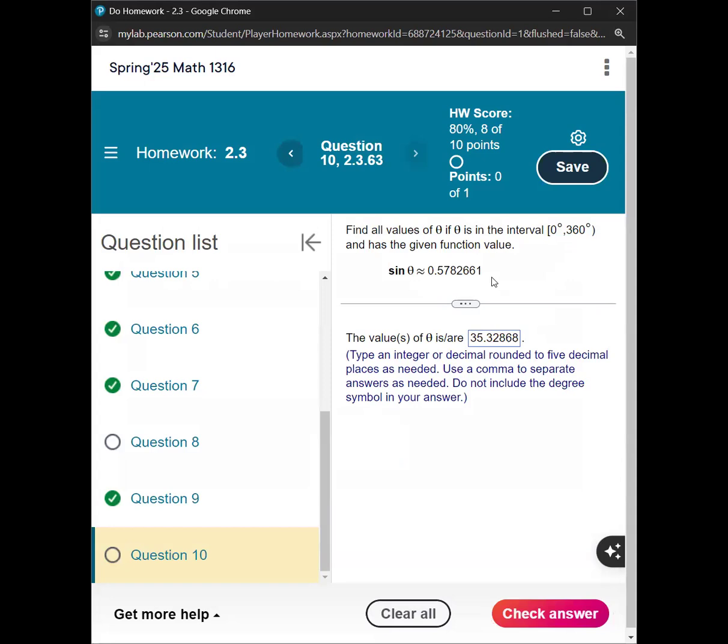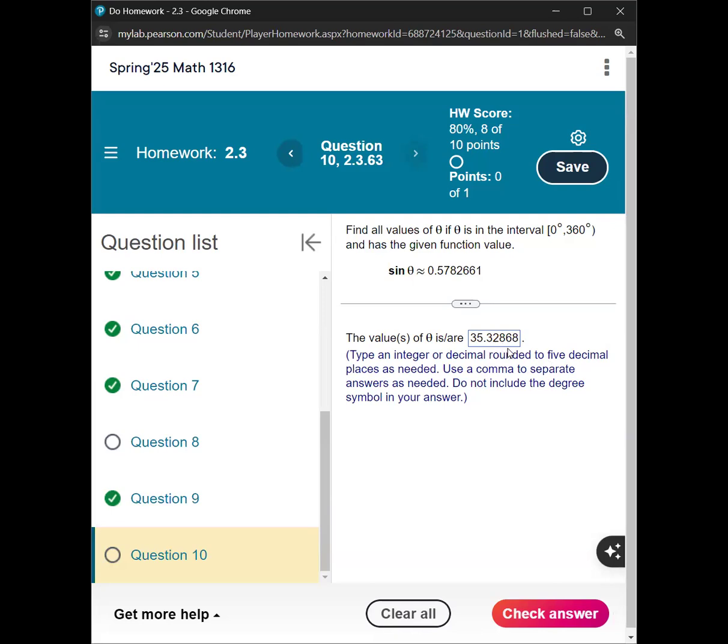Let's see if we made any typing mistake. We have the sine of theta, type an integer or decimal to the 5 decimal places. Okay, so 0.5782661. I got this one right. So the answer is 35.32868. And then the rest of the digits are 15342, which doesn't affect my answer. I don't catch any mistake at this point.